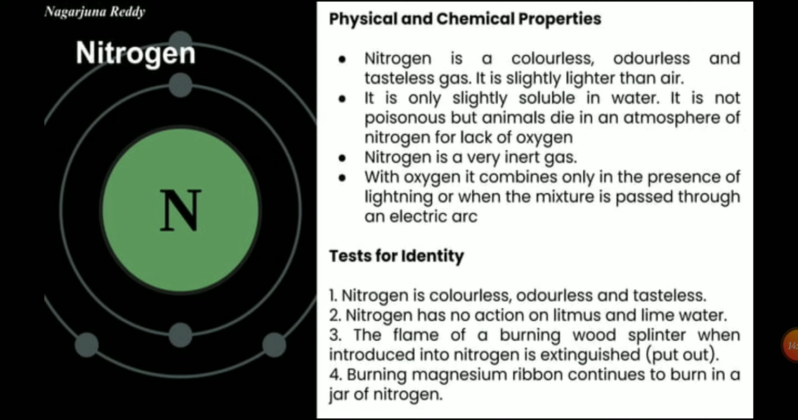Properties: nitrogen is colorless, odorless, tasteless, and slightly lighter than air. It is only slightly soluble in water. It is not poisonous, but animals die in an atmosphere of nitrogen for lack of oxygen. So nitrogen is a very inert gas. It combines with oxygen only in the presence of lightning or when the mixture is passed through an electric discharge. Okay, these are the properties.